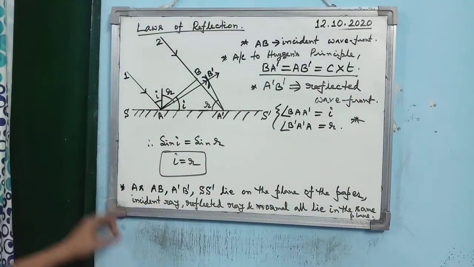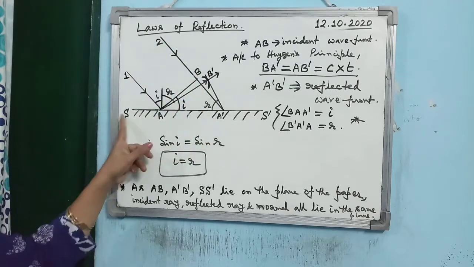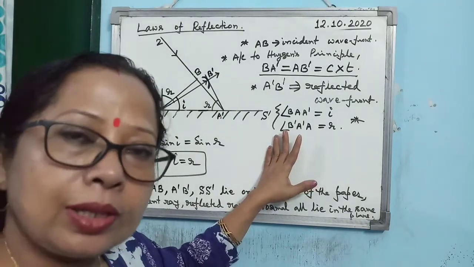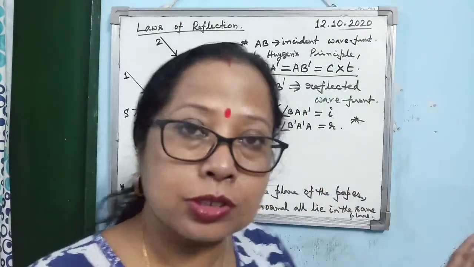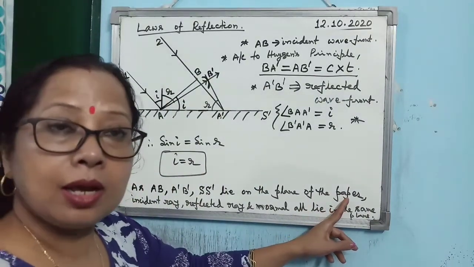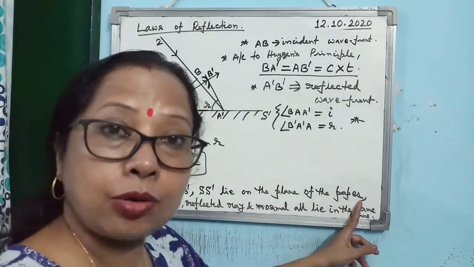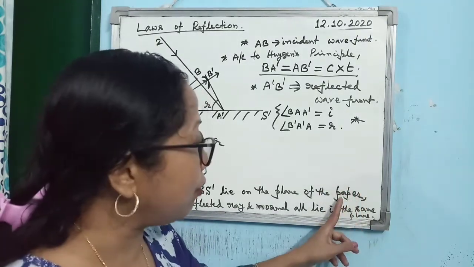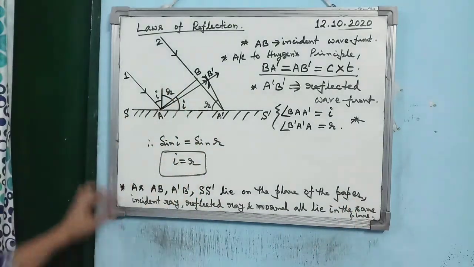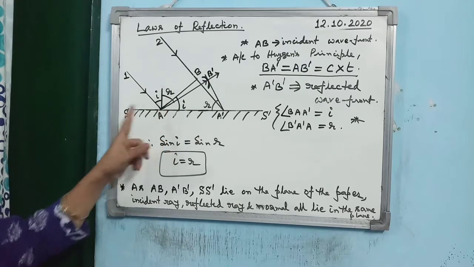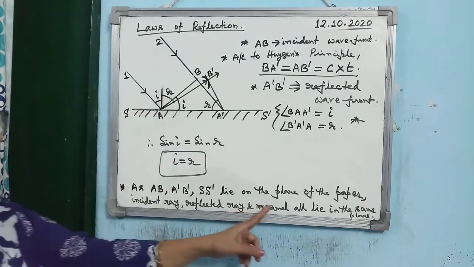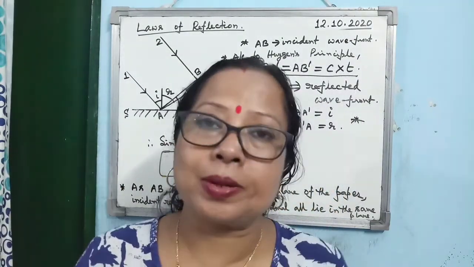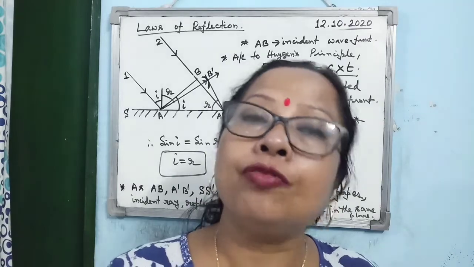Alright. Not only that, you just look at the diagram A, B, A dash, B dash, S dash. All of them are lying on the plane of the whiteboard. But during the time of exam, you will not write plane of the whiteboard. So that's why I have written plane of the paper. Because if I write plane of the whiteboard, then I know few are there. In the exam also, they will write plane of the whiteboard. Okay. That's why purposely I have written it plane of the paper. So what will happen? The incident ray, the reflected ray and the normal, all of them lie in the same plane. So this is the way using Huygens principle one can prove the laws of reflection.